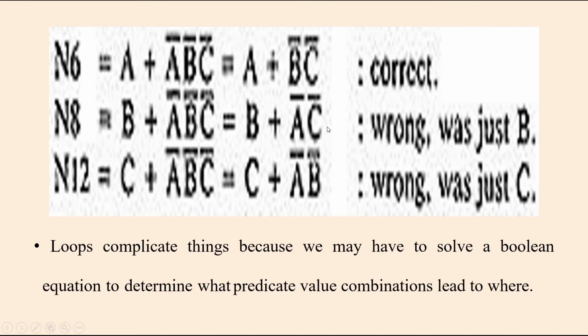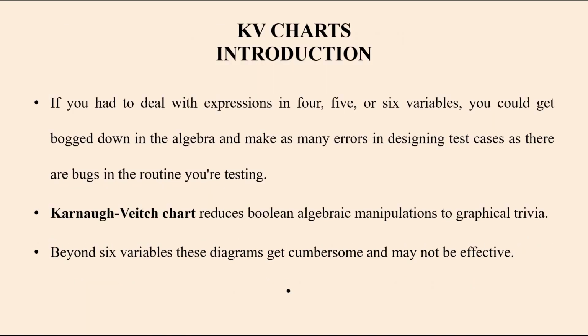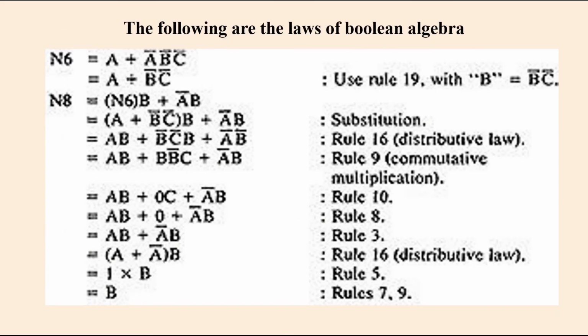The previous values were b plus a bar into c bar for n8, and n12 equal to c plus a bar into b bar. So by simplification we got these simple values like b and c. The loops complicate things because we may have to solve the Boolean equations to determine what predicate value combinations will lead to here. So what we have to do is simplify the expressions in this form.